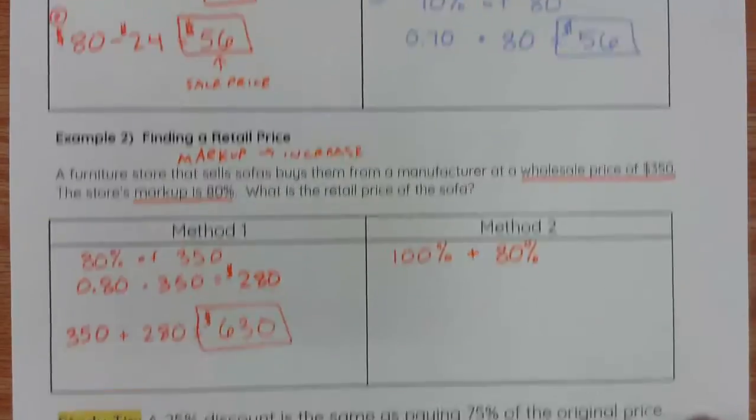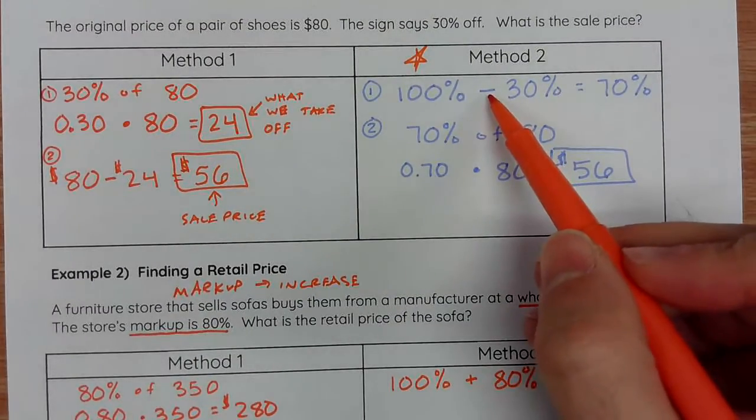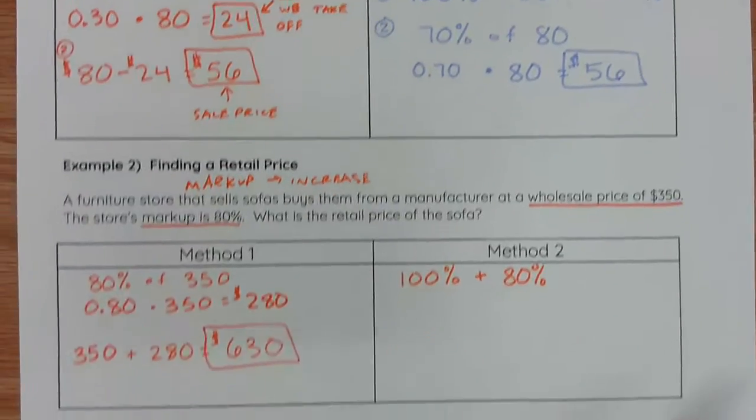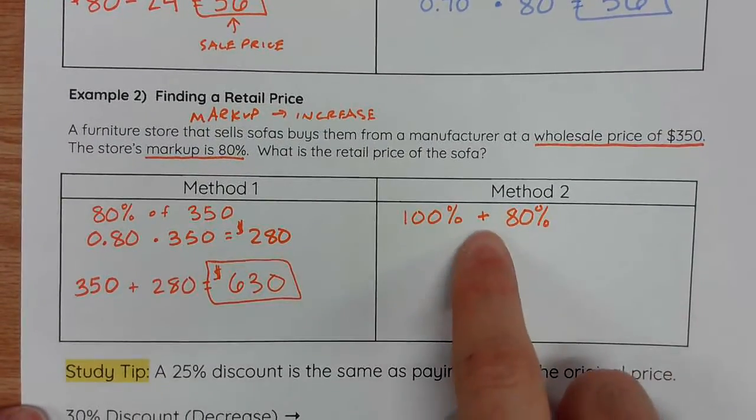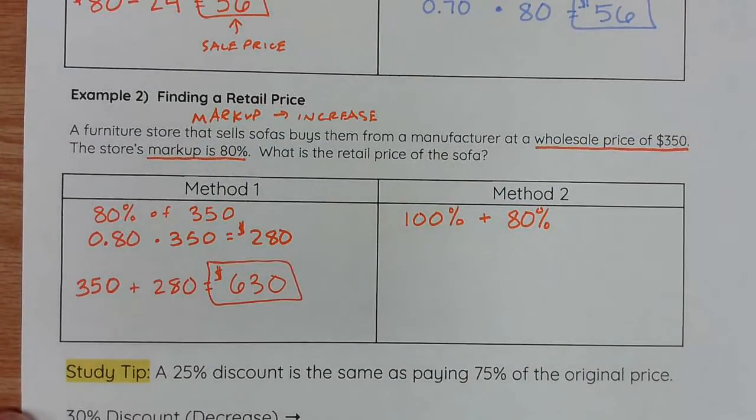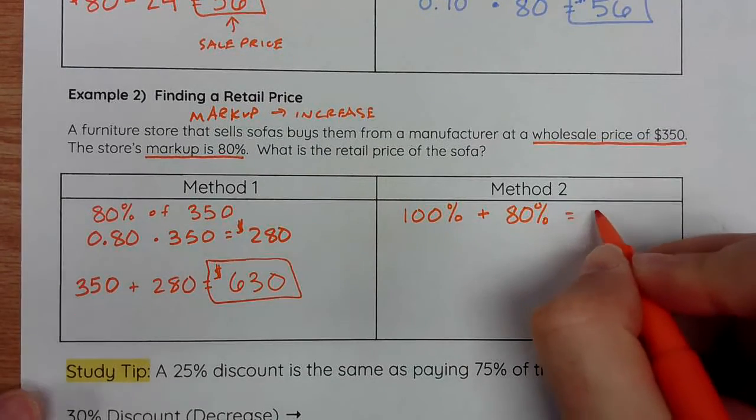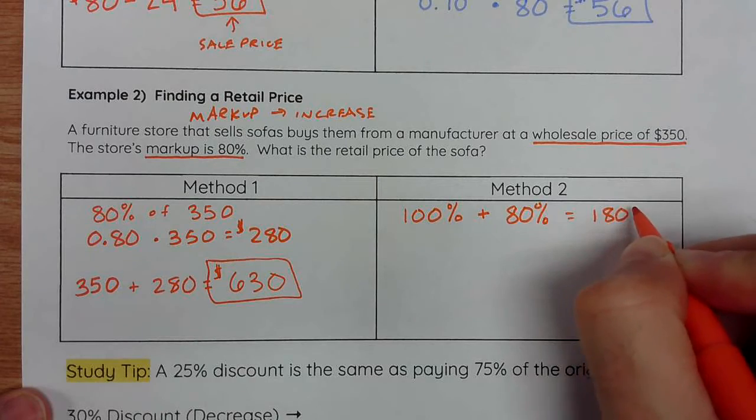In the previous problem, we subtracted because it was a discount. So now we're dealing with an increase, so we're going to add. That's going to determine what operation we're doing to our 100%. This gives me an amount of 180%.